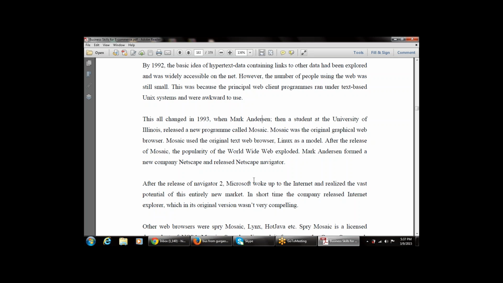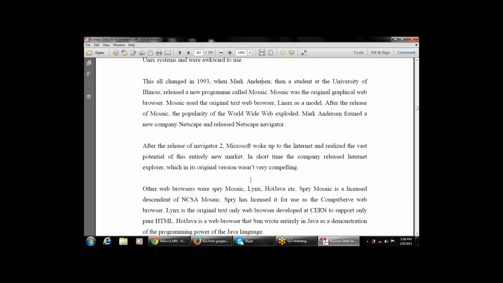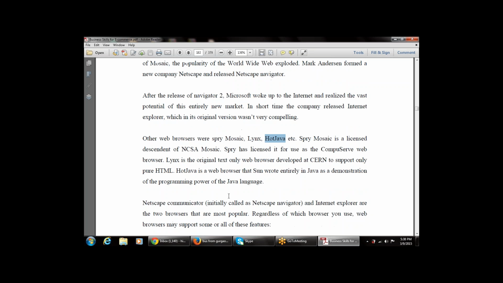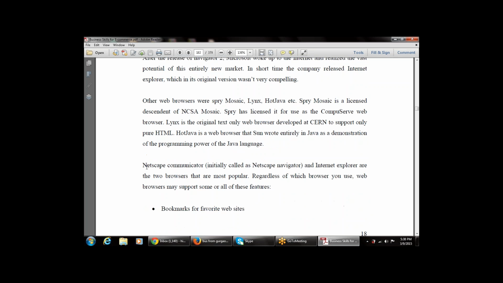After the release of Navigator 2, Microsoft woke up to the internet and realized the vast potential of an entirely new market. In a short time, the company released Internet Explorer, which in its original version was not very compelling. Other web browsers were Spyglass Mosaic, Lynx, HotJava, etc.